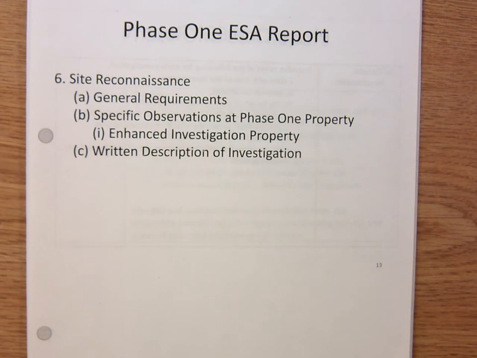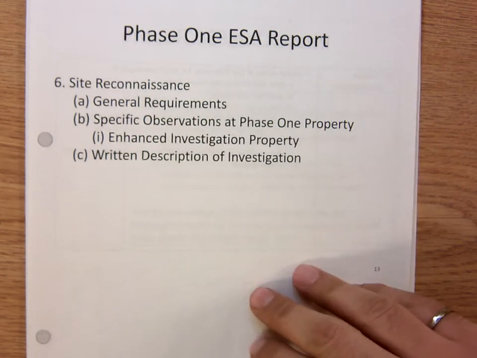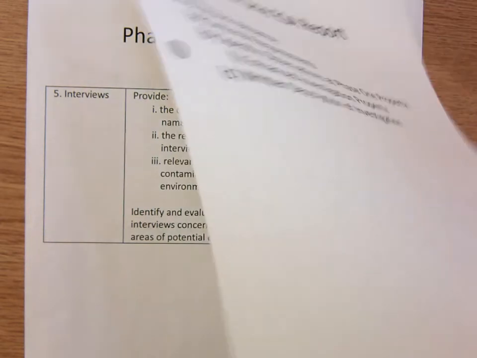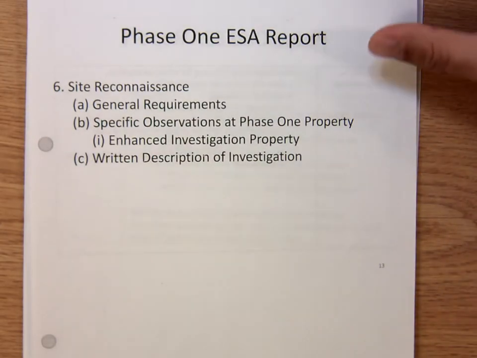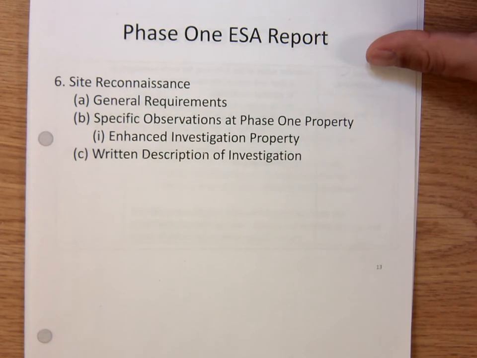in this section. You need to also write the description of the investigation, meaning how you did the investigation, how long it took, what date it was, and who actually did the site investigation. So you need to go ahead and record all of these details in your Phase 1 Environmental Site Assessment report.